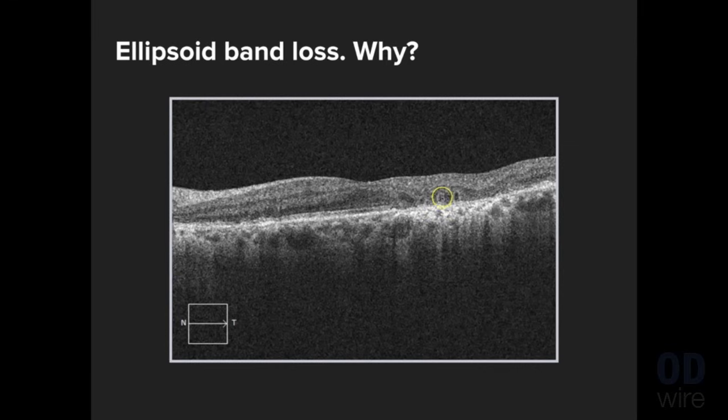And look here. What are these circular structures? These circular structures with a hyporeflective center with a very bright rim. That's not intraretinal fluid. Those are outer retinal tubulations. Outer retinal tubulations are going to be another sign of chronicity of disease. In this case, chronicity associated with atrophy.